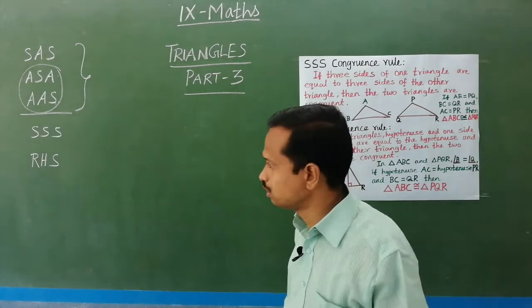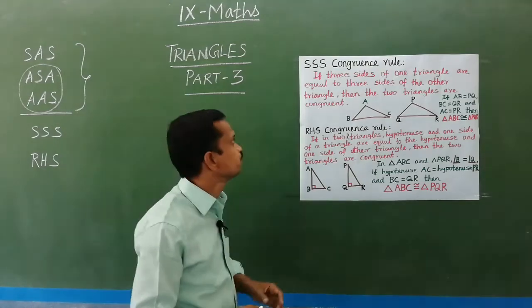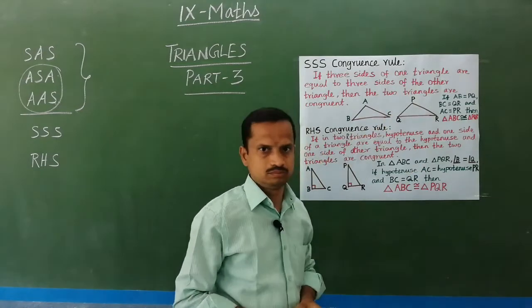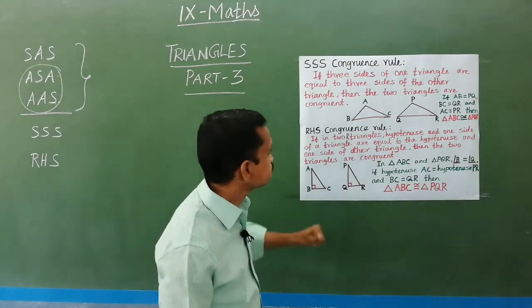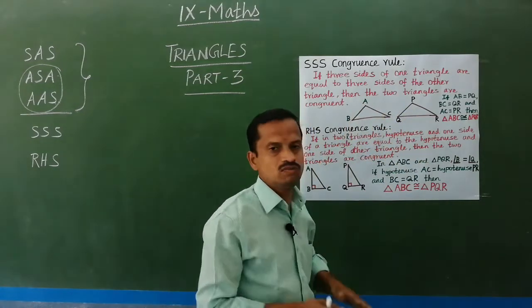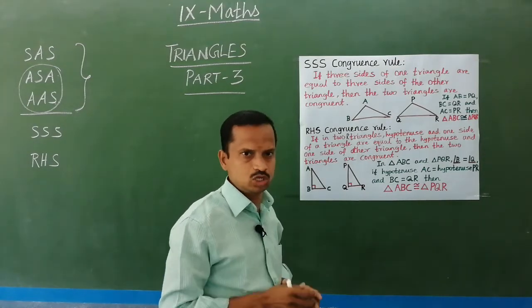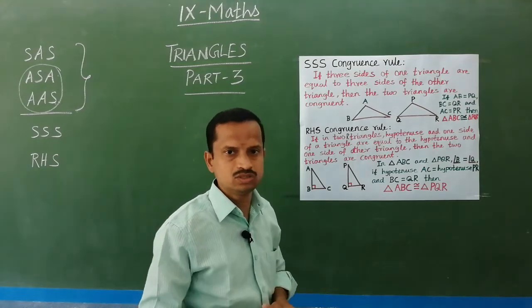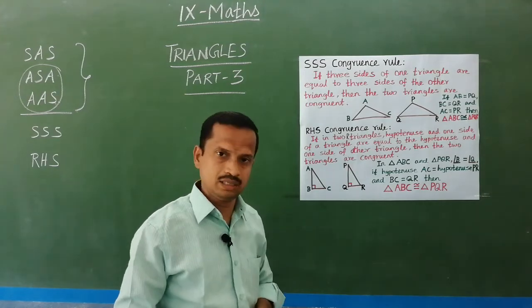Clear? And now we will see the triple S congruence rule. If three sides of one triangle, so we have to take two triangles and compare three sides of one triangle with the three sides of another triangle. If the three corresponding sides are equal in two triangles, then we can say that two triangles are congruent triangles.